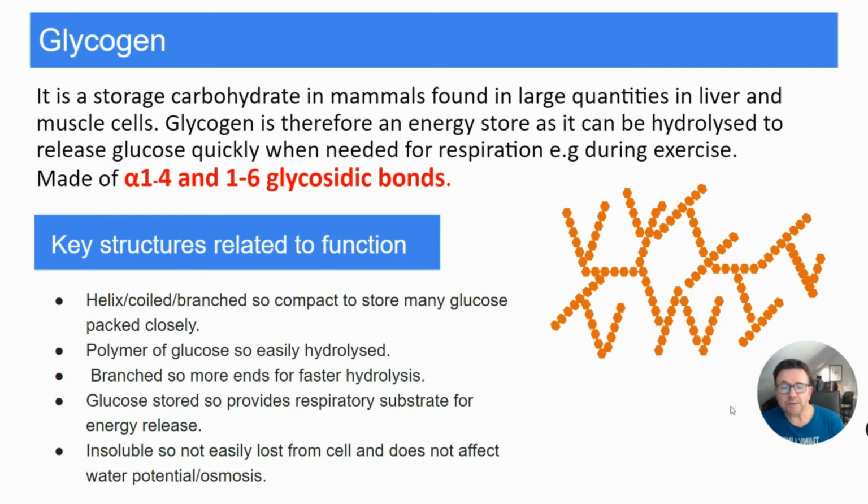Polymer of glucose is easily hydrolyzed. It's branched, so that therefore the more ends for faster hydrolysis by enzymes. Glucose is stored, so it provides respiratory substrates for energy release. It's also insoluble, so it's not easily lost from the cell, and it doesn't affect water potential or osmosis.